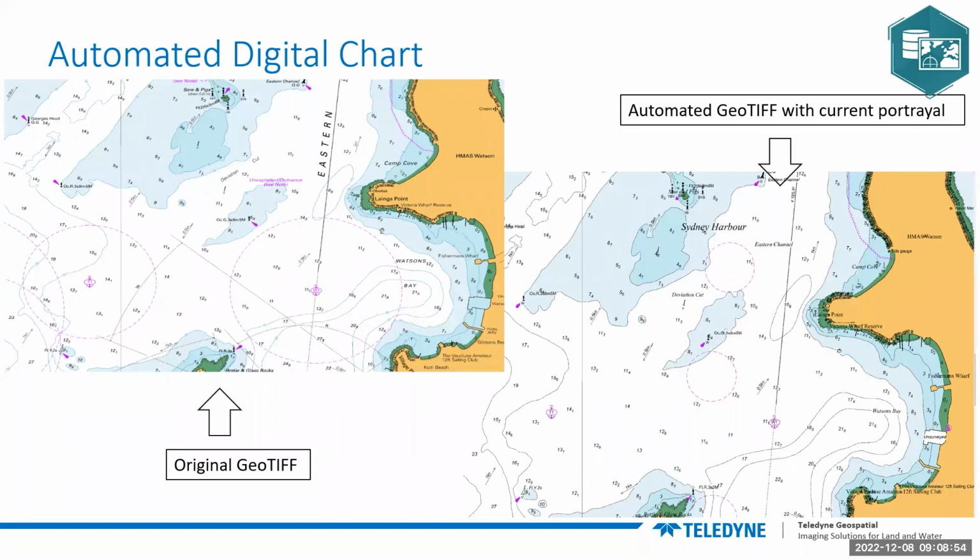So here you can see two screen grabs. On the left-hand side of your screen, you can see the original GeoTIFF that we were asked to compare the automated product against. And then on the right-hand side is the automated digital chart. As you can see, the results aren't too bad. This is literally an initial first pass with no intervention at all.